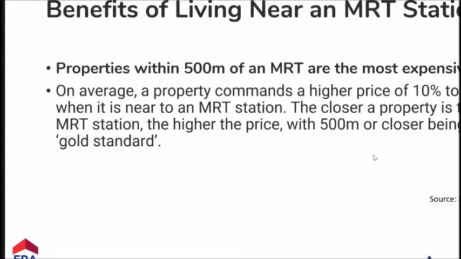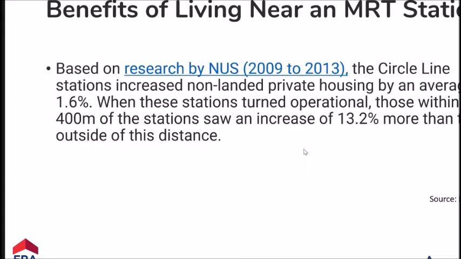But they have done their research, they have done their studies to make this claim. So also based on research, when the Circle Line opened, it increased the non-landed private housing prices by an average of 1.6%. But when the station turned operational, those within 400 meters of the station saw an increase of 13.2%, a bit more than what was outside the distance. This is done by NUS Real Estate Research.